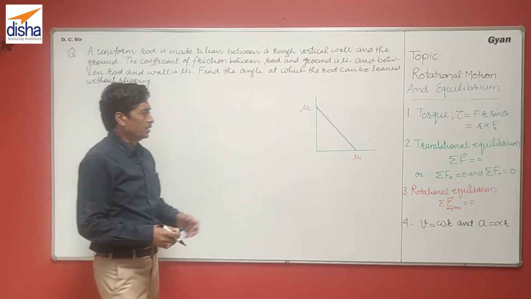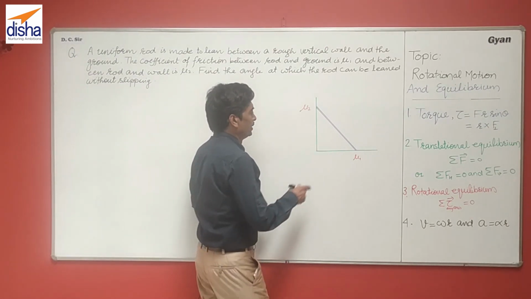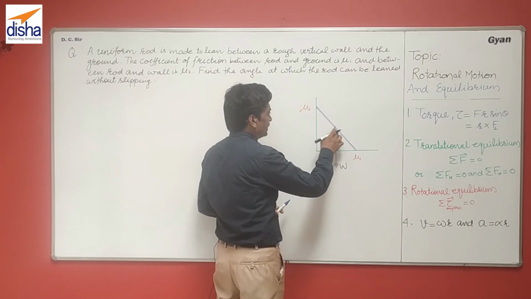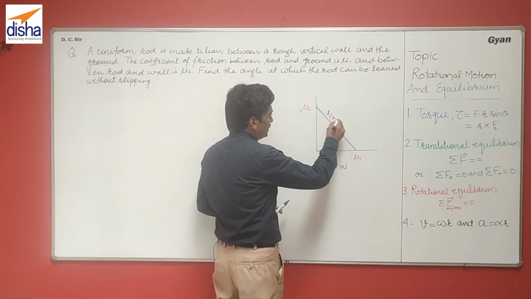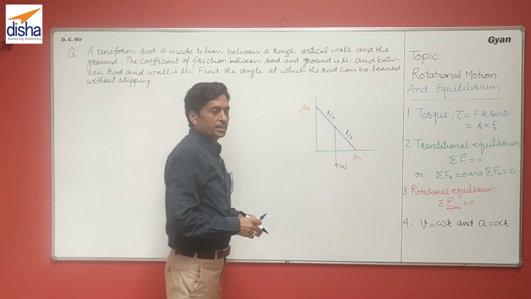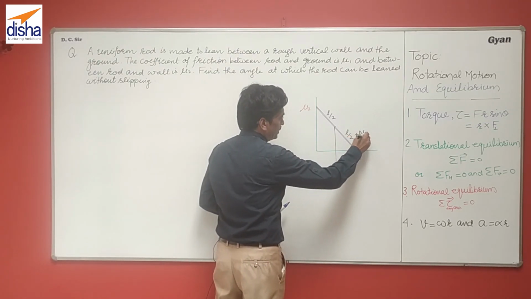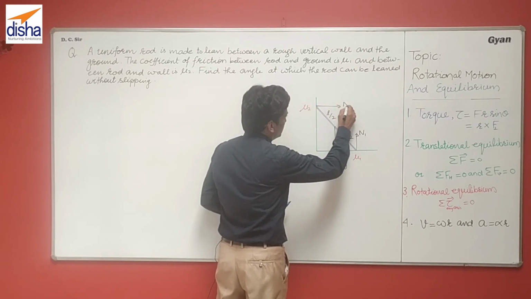Okay? Here you have a rod whose length is L, so its weight is W. It acts at the center of gravity. It will be L by 2 and this will be L by 2. Now here the normal reactions: this is N1 at this end and N2 at this end.